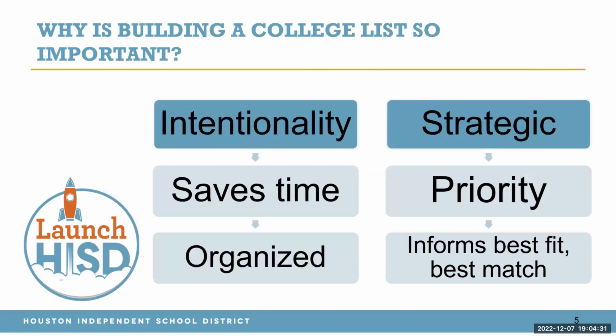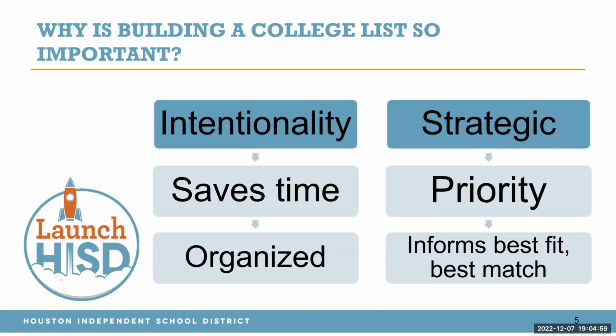So why is building a college list so important? Again, intentionality is important for students to ensure that they're applying to schools that make sense. Like I said, oftentimes students are putting all their eggs in one basket by applying to one school, or applying to too many schools that are technically out of their reach. So we want students to be strategic. Also, it saves time when deciding which school they want to apply to.